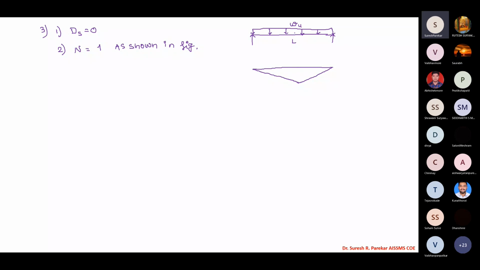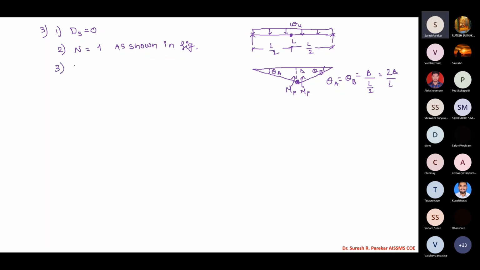So it is symmetrical and therefore hinge will form at center. So we have this as L by 2, we have this as L by 2. So we have this hinge. We can plot here MP. And now I will write theta A, theta B. This is delta. So theta A is equal to theta B is equal to delta by L by 2, is equal to 2 delta by L.